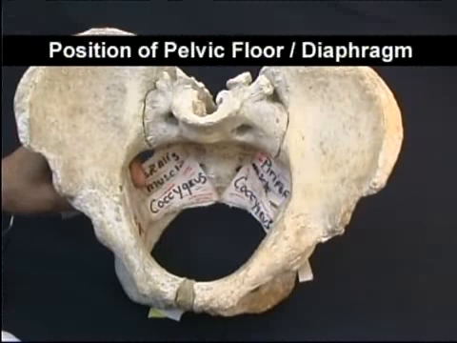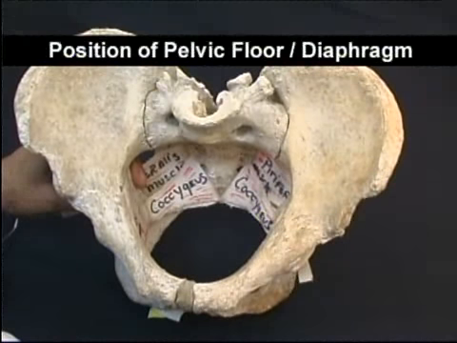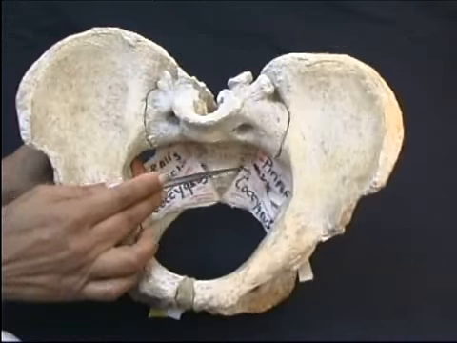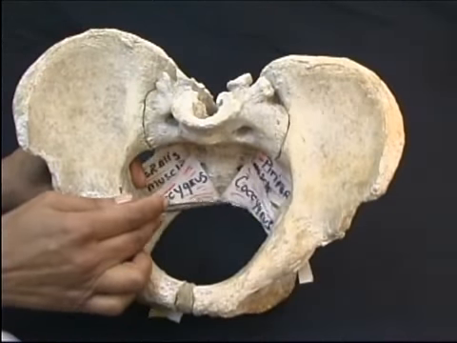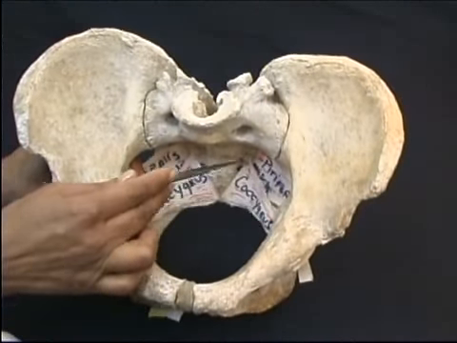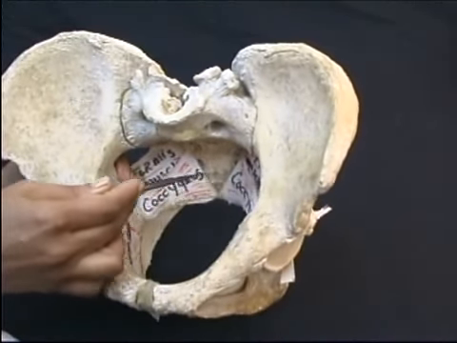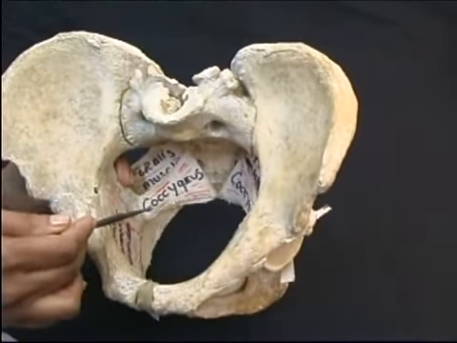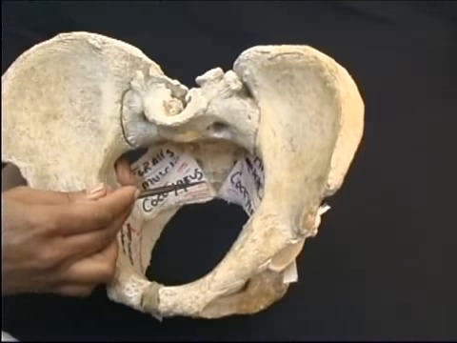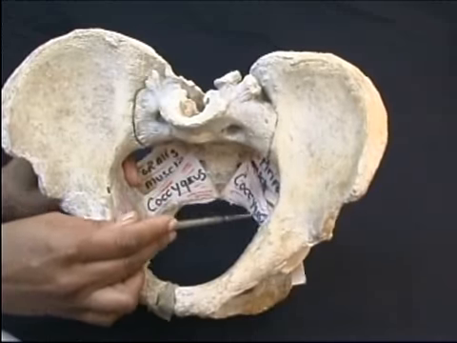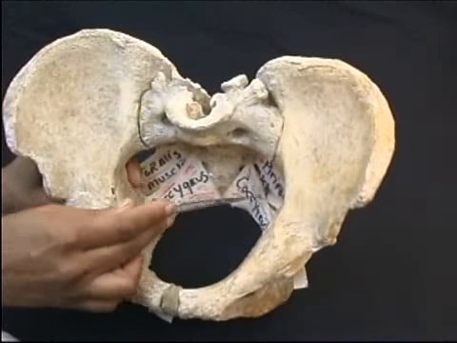To show the position of the levator ani muscle, I'm going to use this model. This triangular canvas represents the position of the left coccygeus muscle. This triangular canvas represents the right coccygeus muscle, which forms the posterior boundary of the pelvic floor, or the pelvic diaphragm.